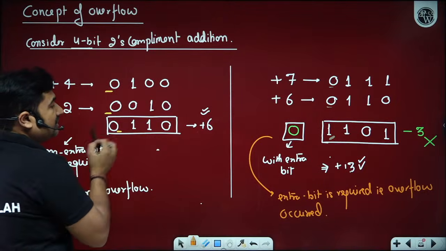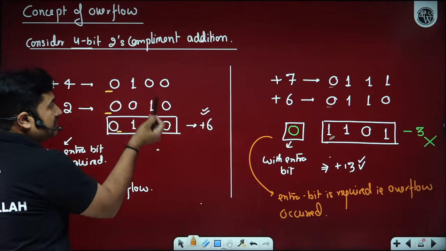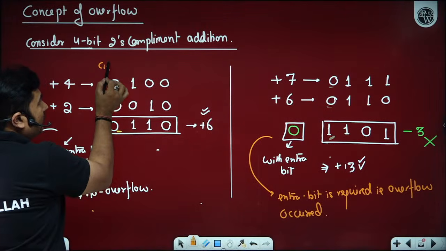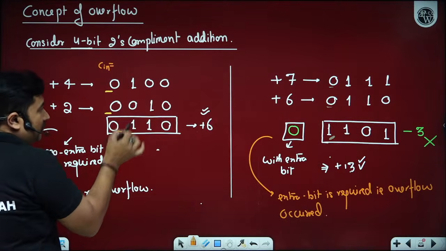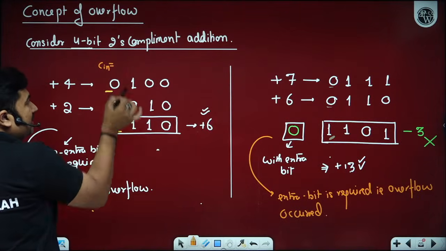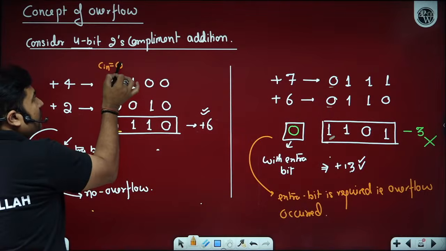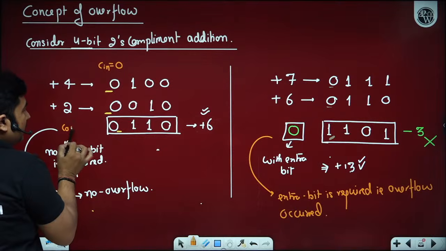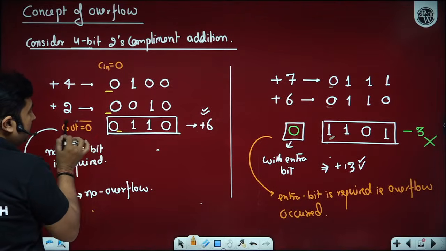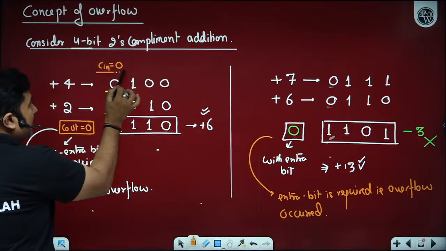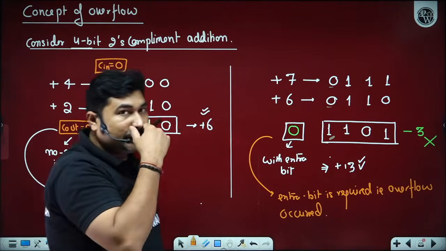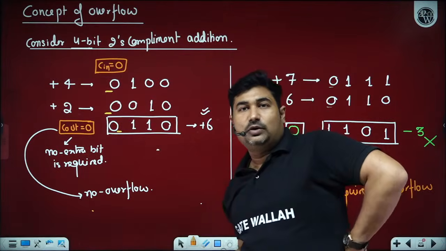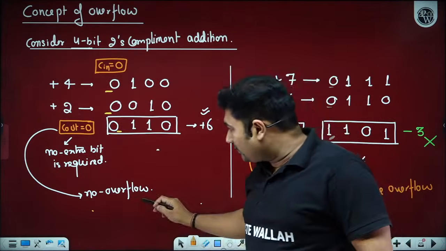Please observe this addition. 0 0 will give 0, 0 1 will give 1, 1 0 will give 1. What is the carry in here? When you are performing the addition, we have a carry in of 0. When we add 0 0 0, what is the carry out here? Carry out is also 0. So whenever the carry in to the last bit position and the carry out from the last bit position are the same, no overflow occurs.